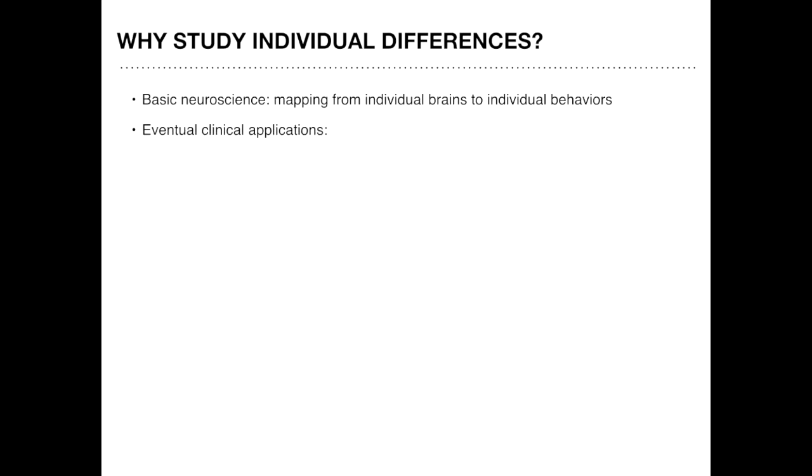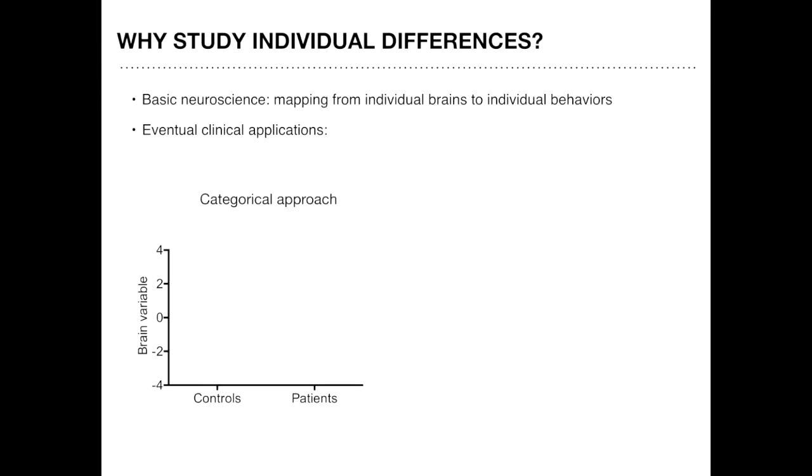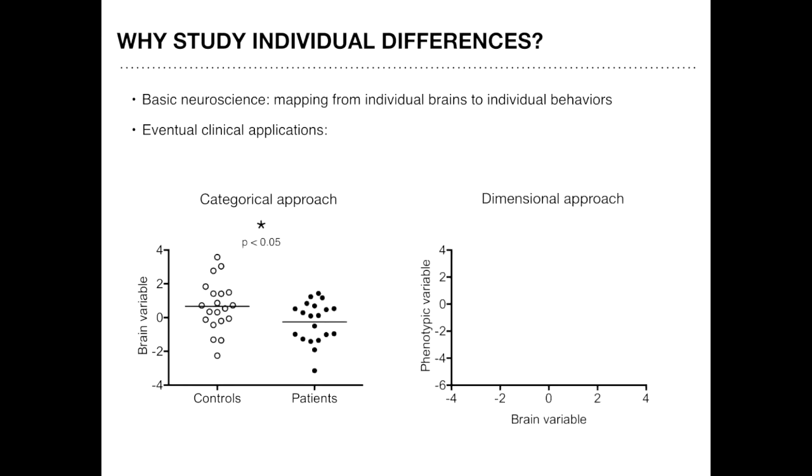And of course, if we're hoping that we can eventually make fMRI-based tools that are useful clinically, we'll need a way to move away from these categorical approaches where we scan 20 controls and 20 patients and see what's different between them, to more dimensional approaches where we scan a bunch of individuals and measure something about each person uniquely, place everyone on the same axis, and try to relate brain variables to phenotypic variables in this more continuous way.